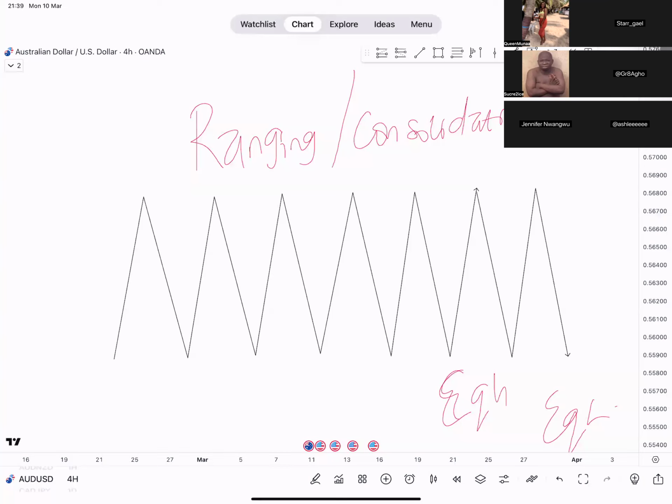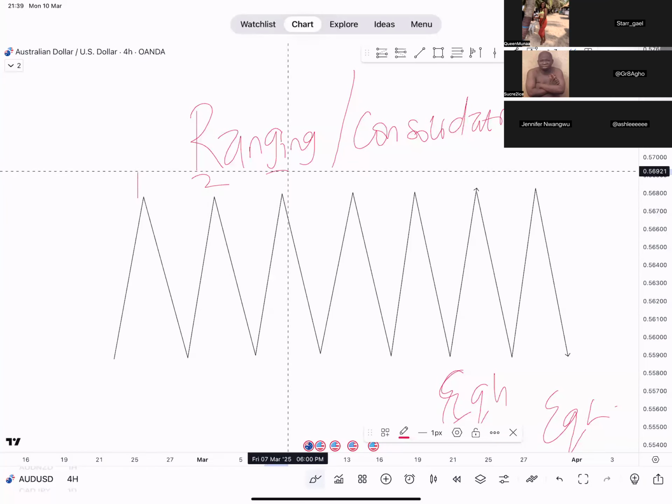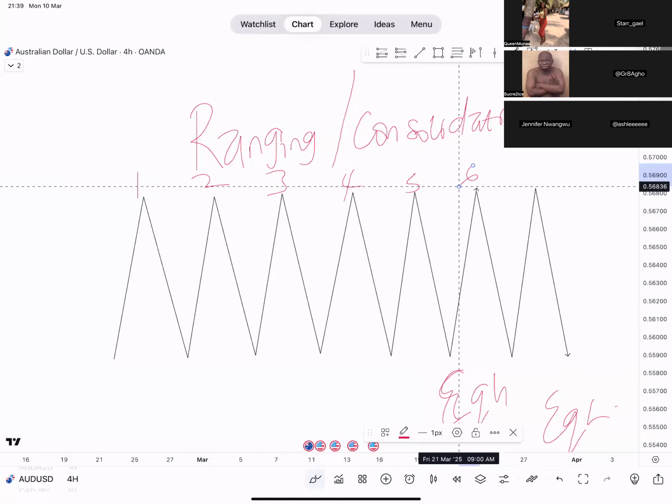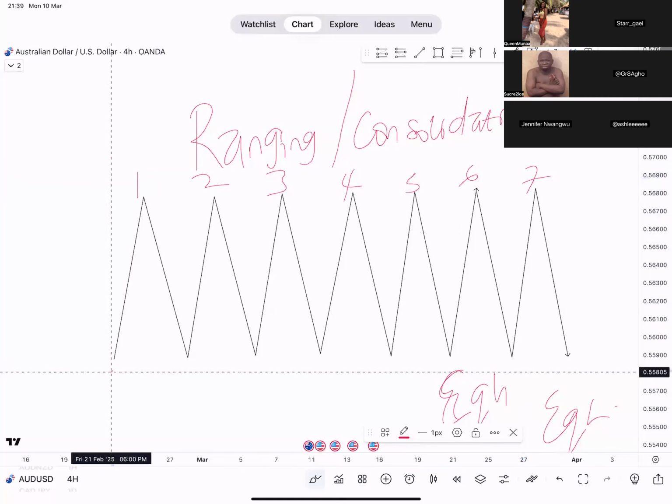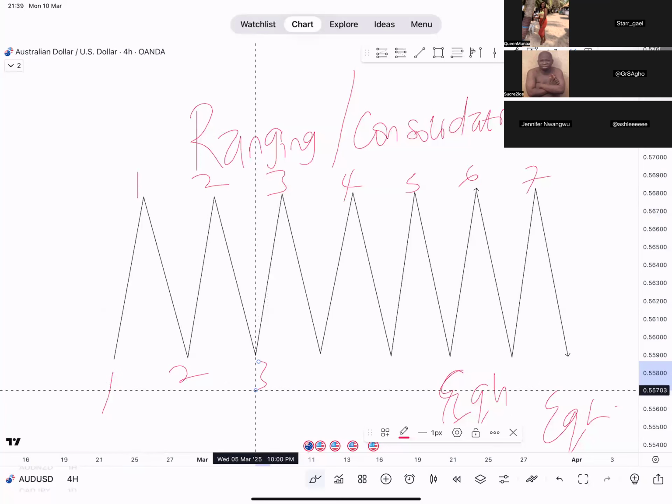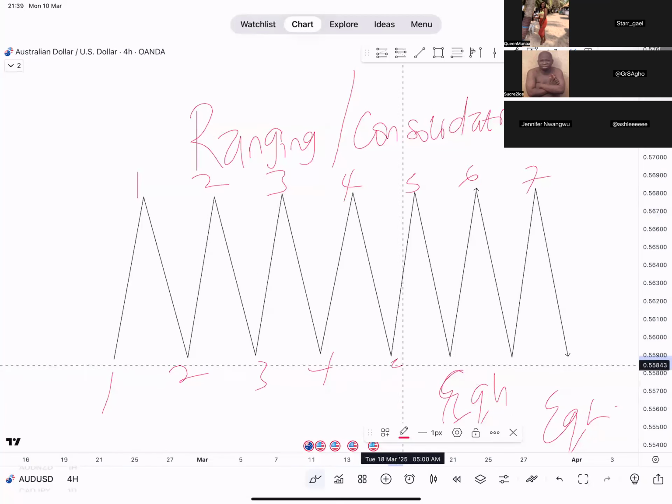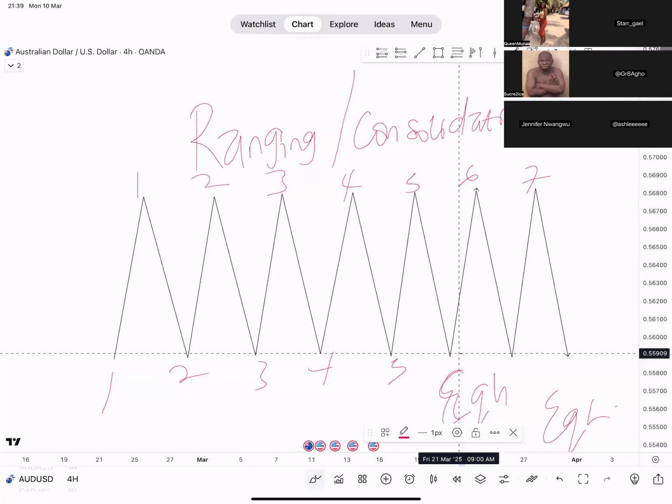Do you understand? If I should label these highs 1, 2, 3, 4, 5, 6, 7, right? You would see that high 1, high 2, high 3, high 4, 5, 6, and 7 are in the same level. Low 1, low 2, low 3, low 4, low 5, low 6, low 7, and low 8, they are what?